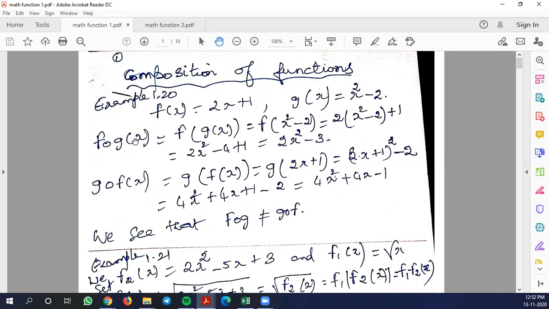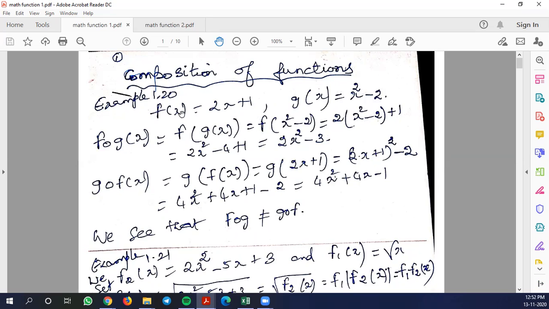So (f∘g)(x) means f(g(x)). Now f of, what is g(x)? x² − 2. So f(g(x)) means f of g(x), in the place of g(x) I am substituting x² − 2. Now f(x² − 2): you have to take this full thing as x. So wherever you have x, you just substitute the value x² − 2.